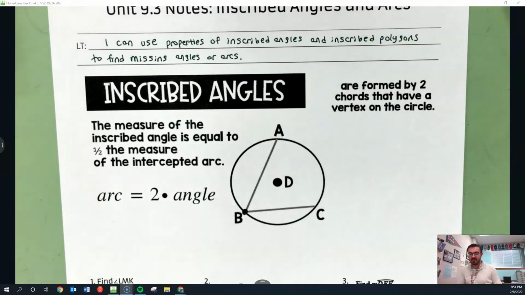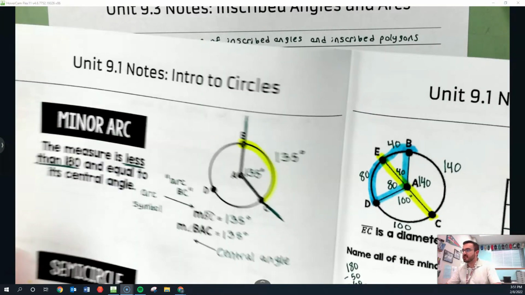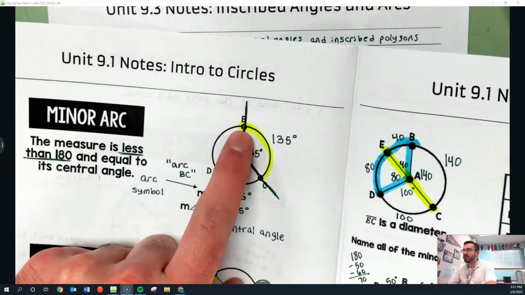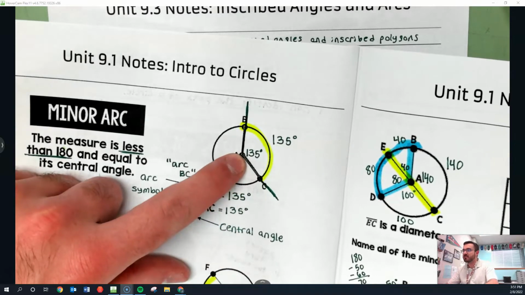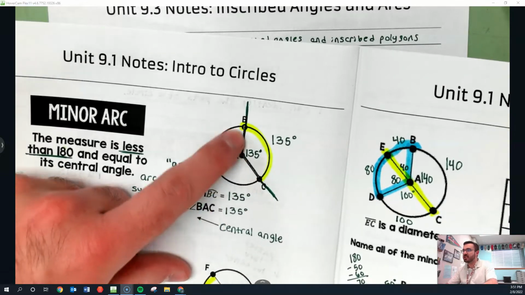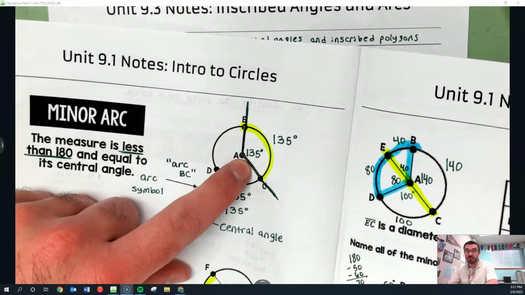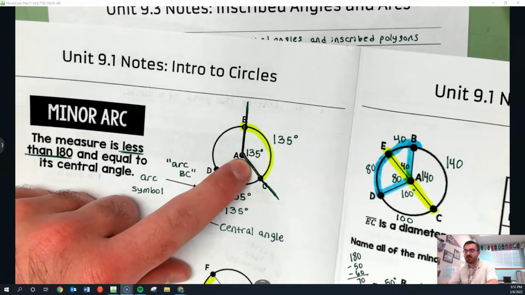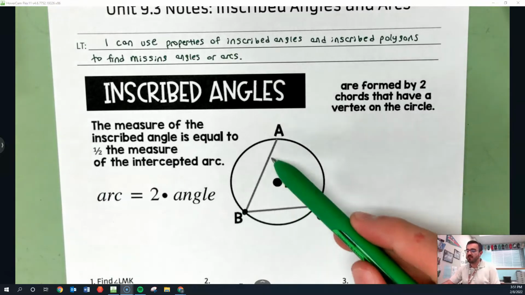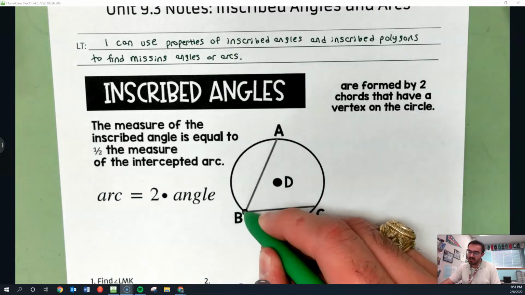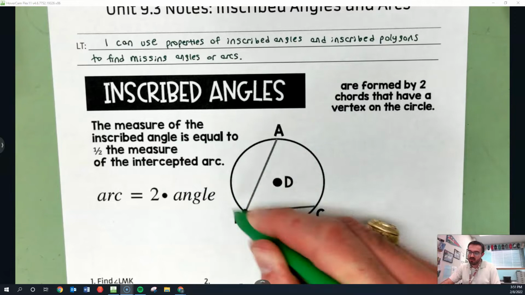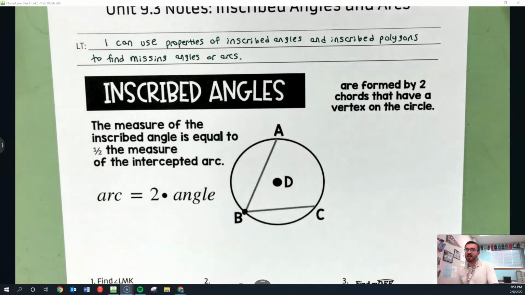Okay, so let's talk about the difference real quick. If I go back to like 9.1, this was a central angle because the vertex where the angle changes direction was the center. Okay, that's why it's called a central angle. But here, where the vertex changes direction is literally on the circle. This is called an inscribed angle. It's very important that you understand the difference there.